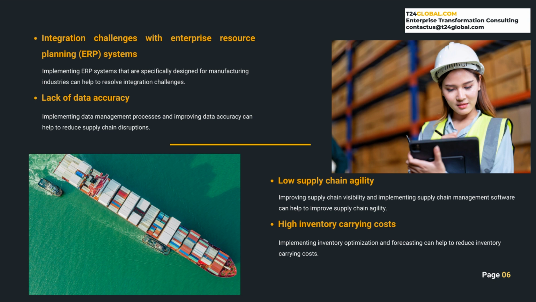Low supply chain agility. Improving supply chain visibility and implementing supply chain management software can help to improve supply chain agility. Business operations activities involved in supply chain agility improvement include supply chain mapping, supply chain optimization, and supply chain flexibility planning. The key persona involved is the supply chain manager. The related IT software customizations details include implementing supply chain management software and integrating it with the ERP system.